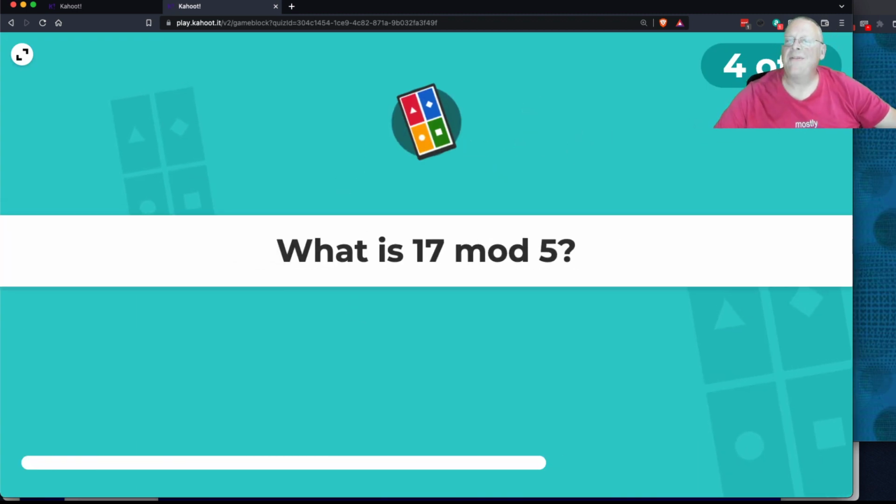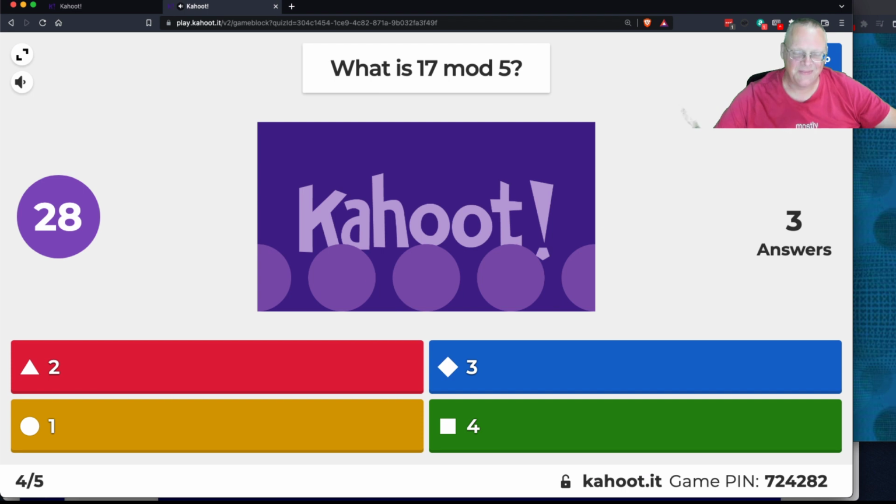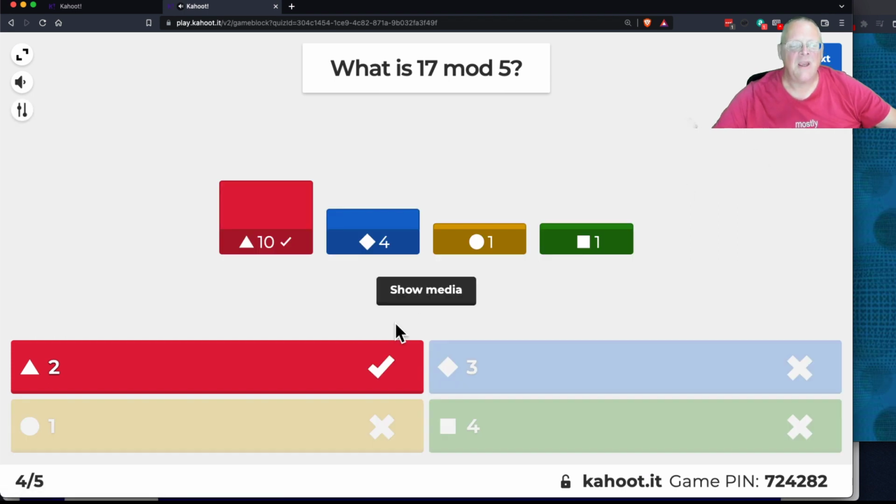All right, so what's 17 mod 5? It's 2. What you do is you divide by the modulus and keep the remainder. So 17 is 3 5s, or 15, and 2 more. So it's 2. That's how it works.